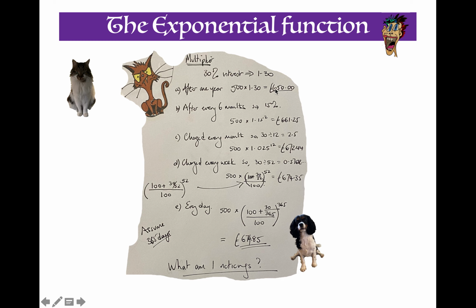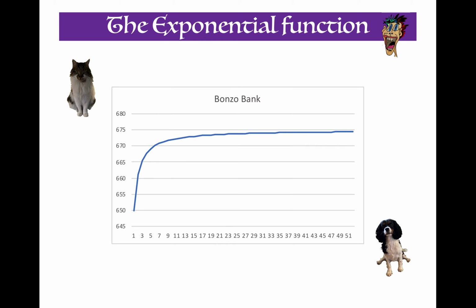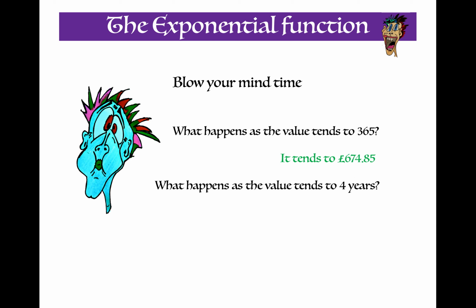Because what are you spotting here? What are you noticing? What is it tending towards? I decided to graph it. When it's tending towards something, it's always good to use Desmos and graph. And this is what I got. You can see it's tending towards 675. That's a log graph. You could try and find the name of it, but it's quite complex and not needed at this stage.